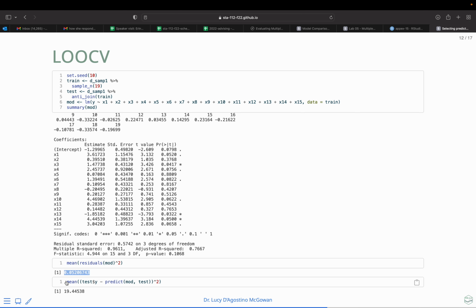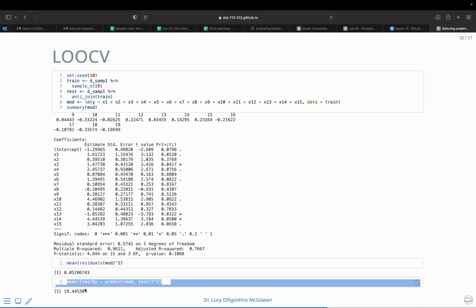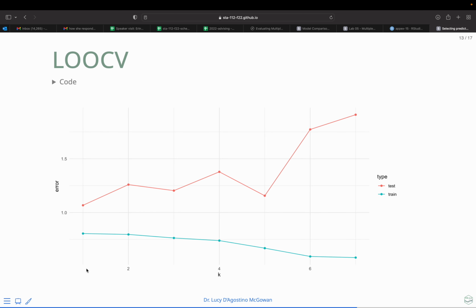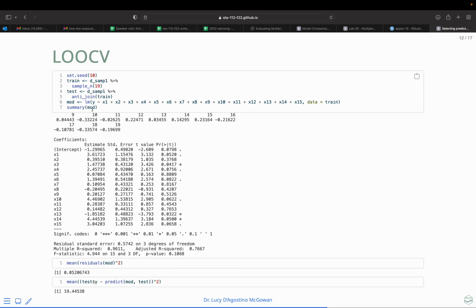But then when I test it on the one observation that I left out, I end up with a mean squared error of 19. This suggests that this model, while it looks really good on the training data, is actually not that great of a model, because it's probably overfit to those particular observations. And so I can do this. This was including all 15 variables.